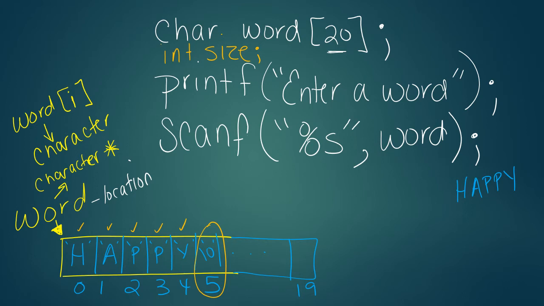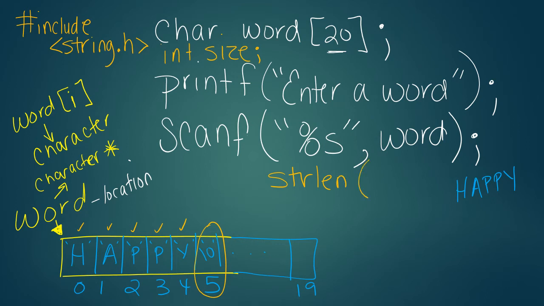So there's this very nice function you can use that's part of #include string.h. So if you include the string.h library, there is a function called string length, strlen. You just pass a string to that. So in this case, we're going to pass our word. The string length function will take that word and it will return the location of the null character, which would be the first location after all of the letters that we care about. So in this case, it would return the number 5.